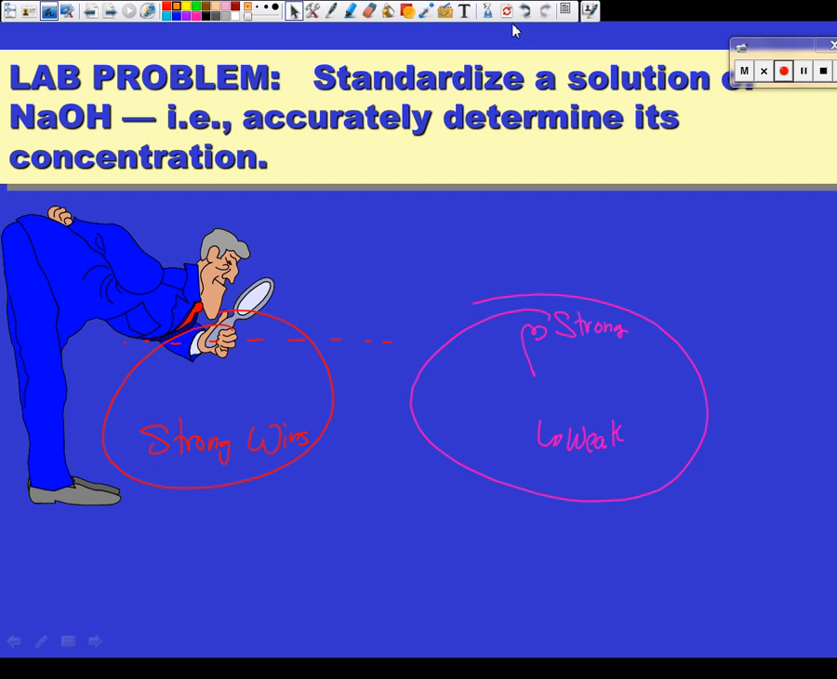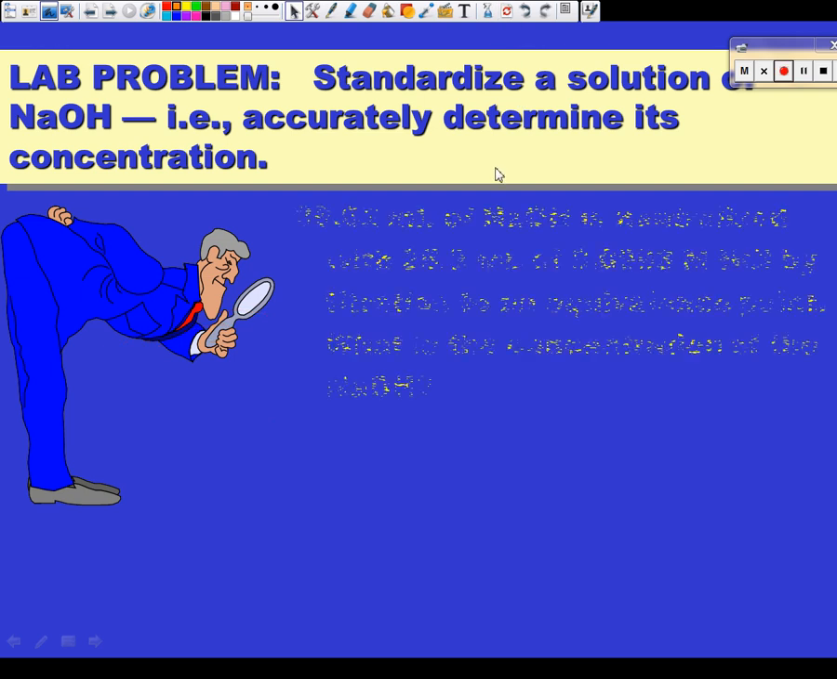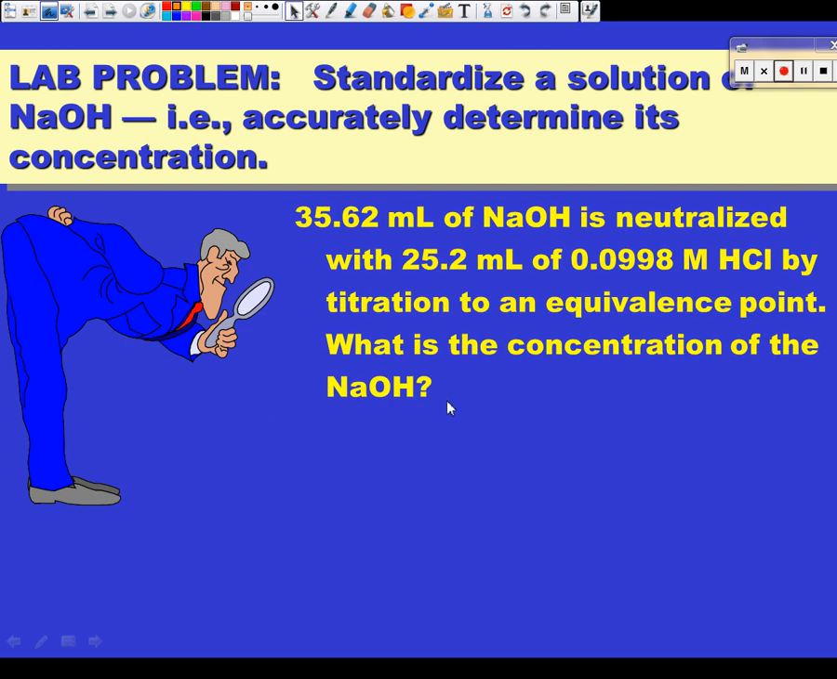All right, so standardize a solution of NaOH, accurately determine its concentration. So here's my question. I want you guys to see if you can determine the concentration of the sodium hydroxide in that problem. So in this case, we're starting with a base and we're dripping in an acid.